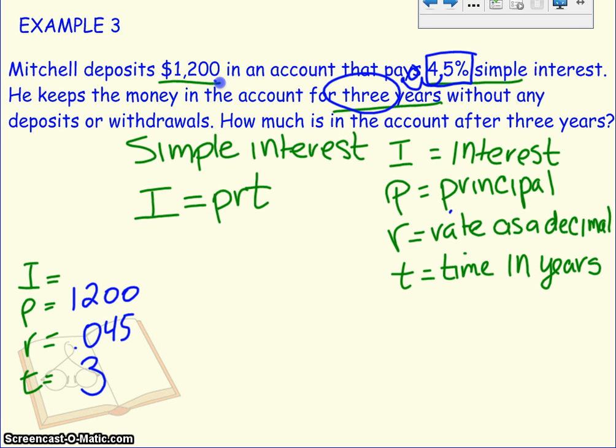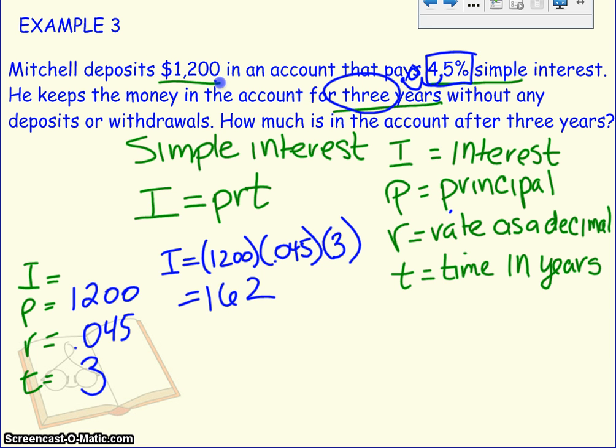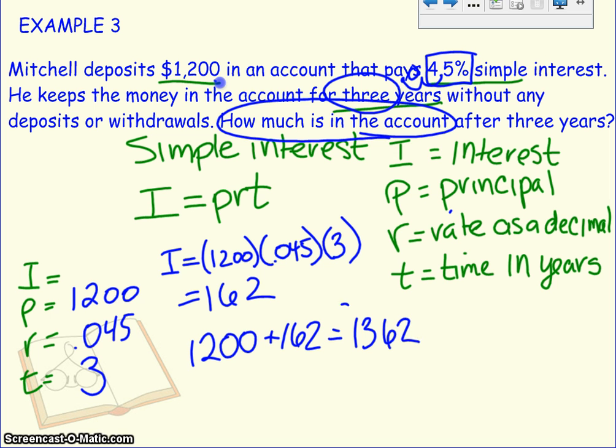Now it's just a matter of plugging it in, grabbing my calculator, and solving. So interest equals P, which is 1,200, times R, which is 0.045, times T, which is 3. When I multiply those 3 together, I get $162. Now the question is not asking how much interest was earned, but rather how much is in the account. So we need to take that 162 and add it to the original principal balance, and we find that in the account is $1,362 after the 3 years.